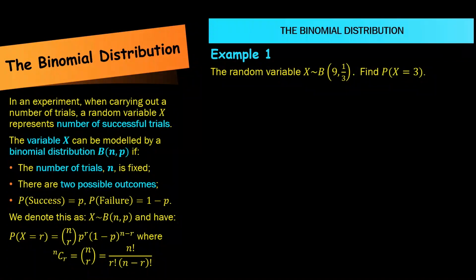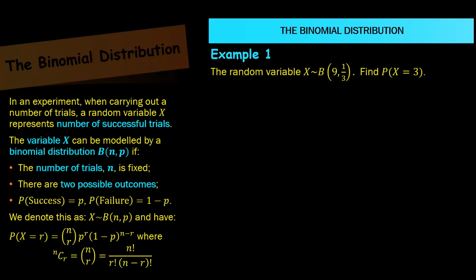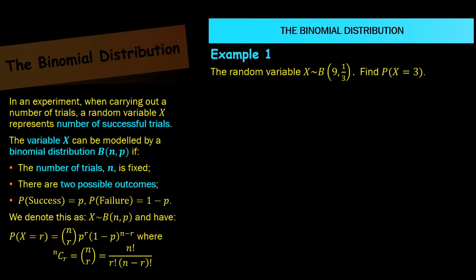Let's now have a go at an example to illustrate this. Pause the video and have a go. Press play when you're ready to view the solutions. Let's have a go at example 1 part A first. The random variable x is distributed binomially with n equals 9 and p equals 1/3. Find the probability that x equals 3.